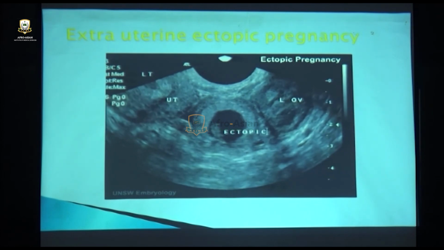Extrauterine ectopic pregnancy is a very simple thing: the uterus is empty and there is an adnexal mass. In ectopic pregnancy, remember that if you see a fetal pole and the fetal pole has a heartbeat, then it is a 100% sign of ectopic. Otherwise, if you don't see the fetal pole and don't see the fetal heartbeat, it may be ectopic. But in the presence of history and other things, most of the times it is the ectopic pregnancy and its structures.